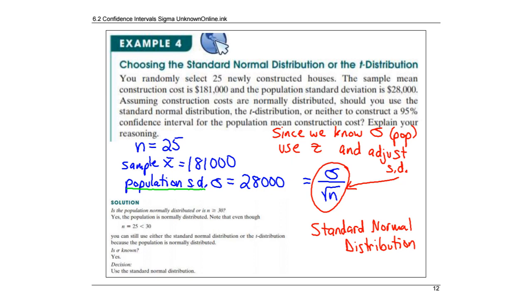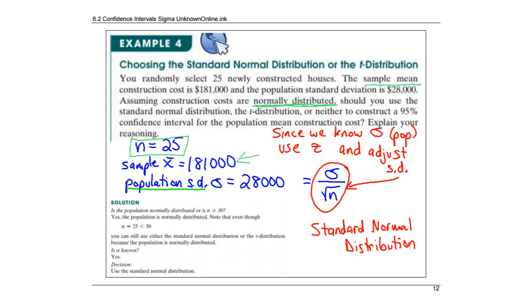Okay, let's set up a few problems here. In this one, you randomly select 25 newly constructed homes, so n is equal to 25. It's not over 30, so we have to look a little further in our problem and see if it says something about being normally distributed, and it does. It says right here, assuming construction costs are normally distributed. As soon as we see that, we know that we can use either the standard normal distribution with z-stat or the t-distribution with t-stat.